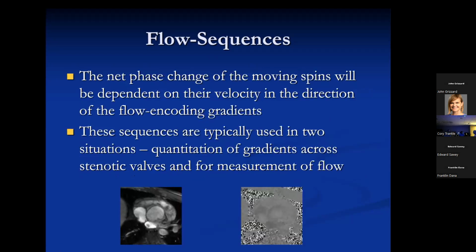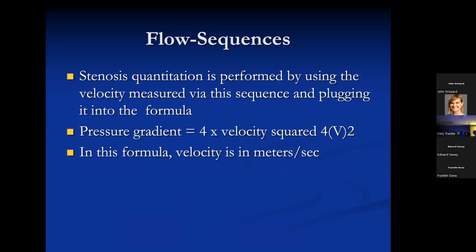Net phase change in the moving spins will be dependent on their velocity and the direction of the flow encoding gradient. So we're typically using these to grade flow across stenotic or leaking valves, or in the case of a suspected septal defect or something, we'll measure flow through the aorta and the pulmonary artery and so forth.